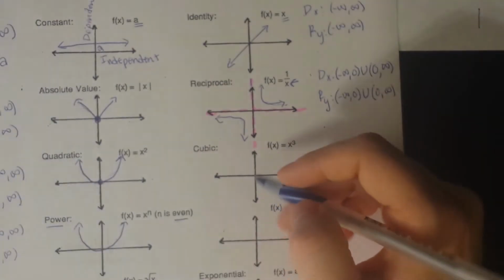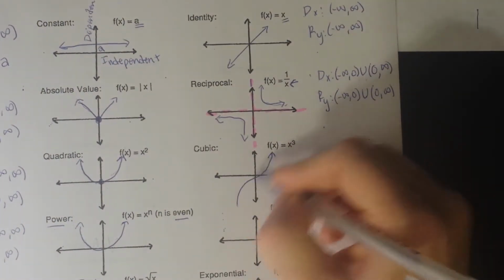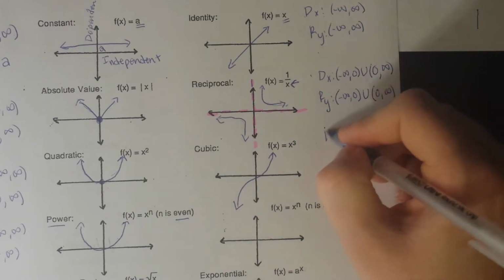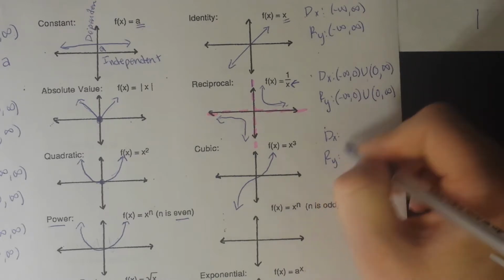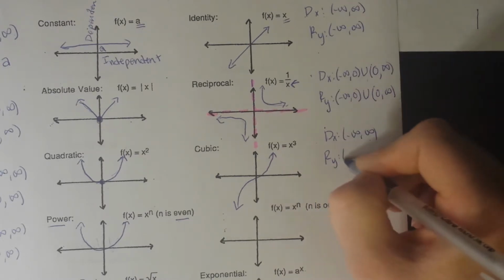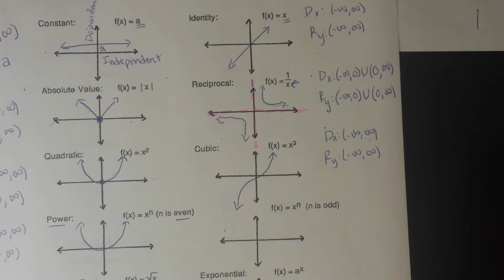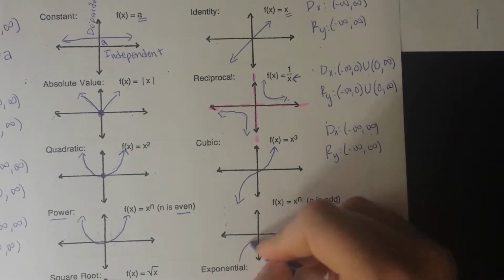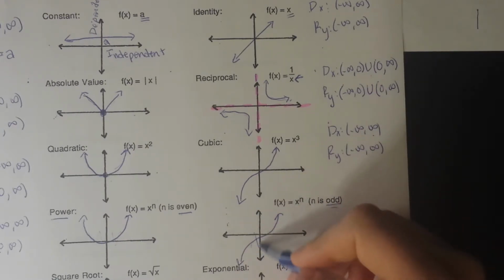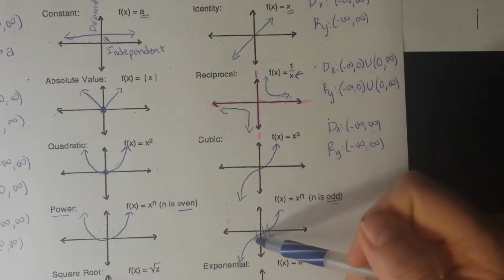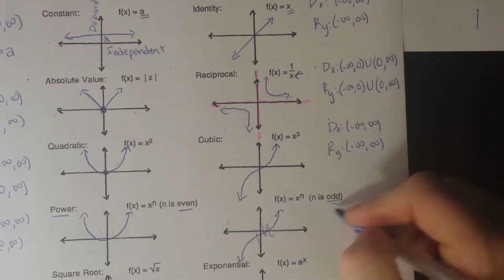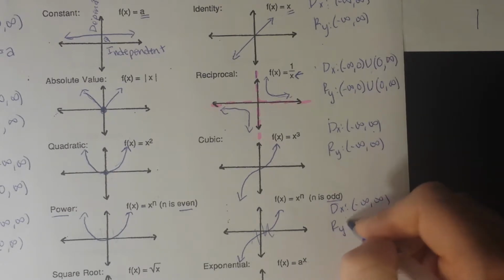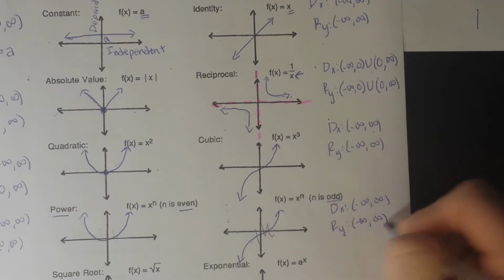Cubic. The cubic function we've mentioned earlier looks like that. It goes down forever, up forever, left forever, right forever. Okay, again, another power function where it's odd. Cubic is an example of that. And you can have squiggles in the middle with cubic, but you can still see it goes down forever, up forever. Everything's to infinity. So both domain and range are negative infinity to positive infinity.